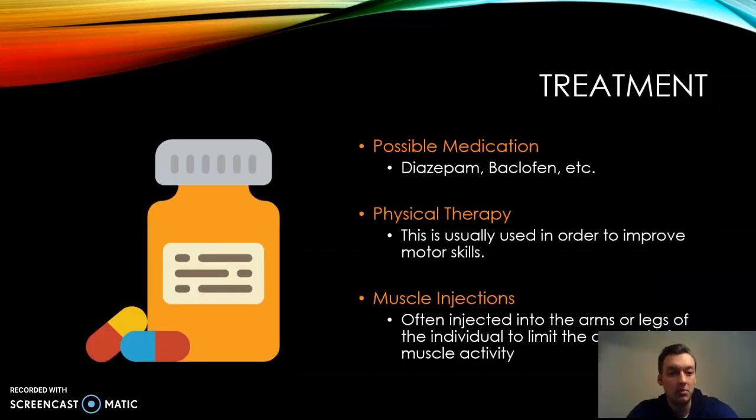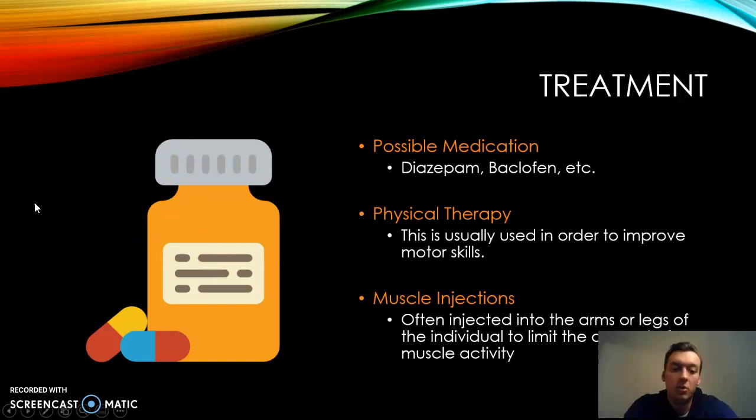All right. Possible treatments for cerebral palsy include medication, physical therapy, and even muscle injections. So below are listed a couple of medications. Both of those medications listed are used as a muscle relaxer, which can lower symptoms that people experience with cerebral palsy.